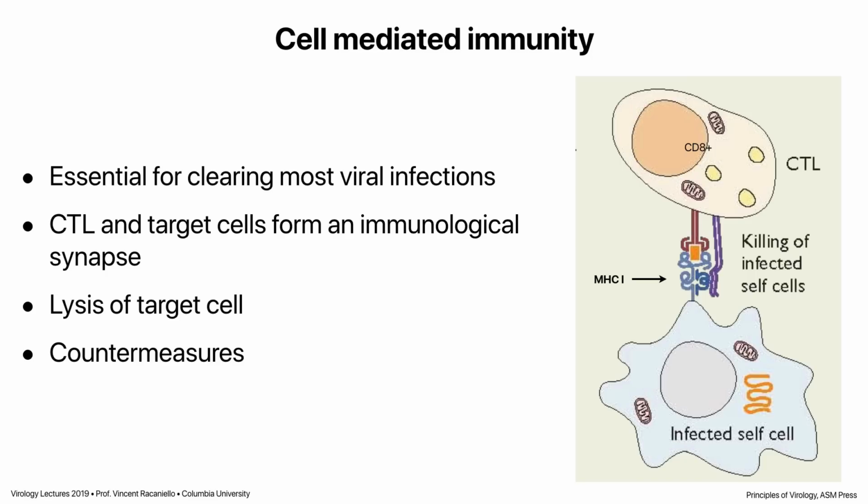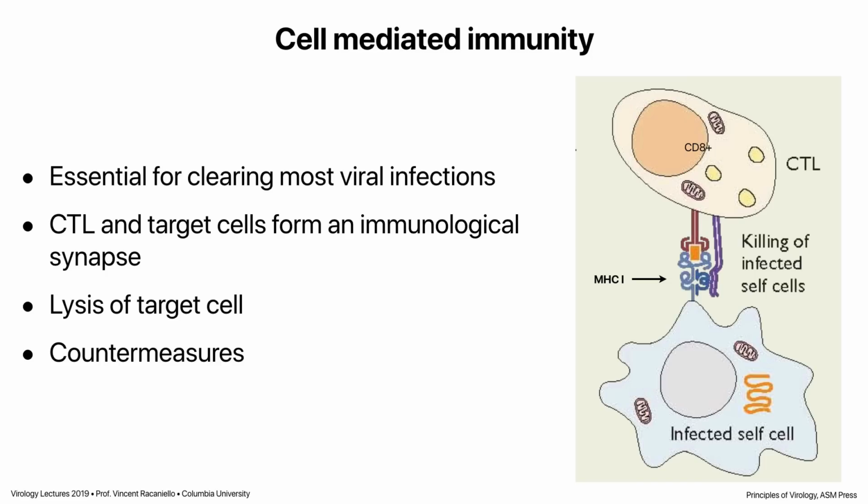It's been activated by interaction with a dendritic cell. It's expanded, so now there are many of them that recognize the original peptide presented by the DC, and now they look at an infected cell, and if they find that peptide displayed in MHC1 now, not 2, but MHC1, they will kill that cell. So it involves formation of a synapse between the CTL and the infected cell. It causes lysis. And of course, viruses antagonize this as well.